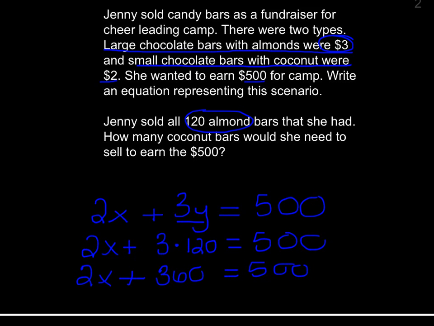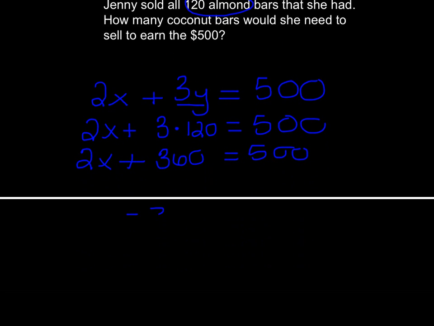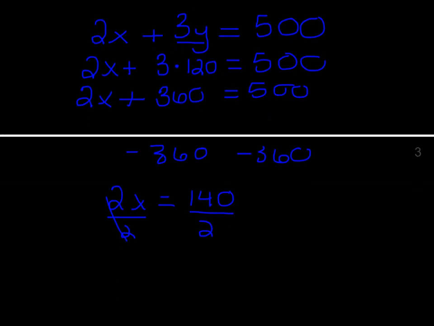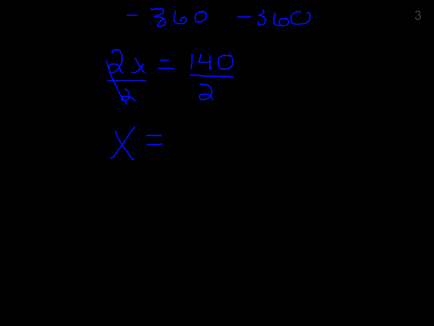And we just keep solving this equation. If I take 360 away from 500, I'm going to get 140, which tells us, if we divide by 2, that she will need to sell 70 coconut bars. So I hope that makes sense.